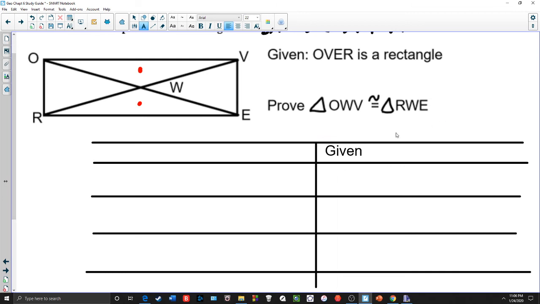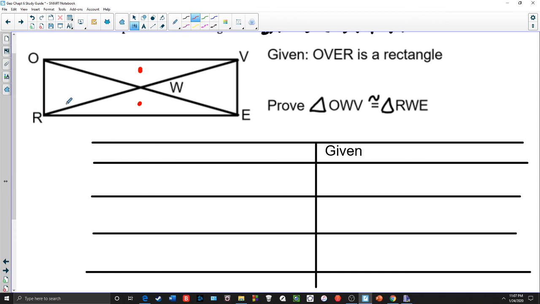So it's a rectangle. So I need to think about, okay, what do I know about rectangles? Well, I know that each of these angles is 90 on the corners, but that's not really going to help me because my triangles don't use the corner angles. They use portions of them. Like this triangle up here, OWV, doesn't use that entire right angle. It just uses a piece of it. So the fact that I have right angles is probably not going to be too helpful here.